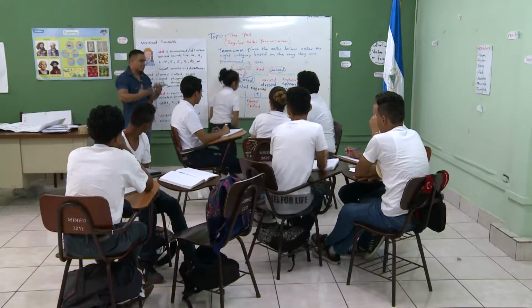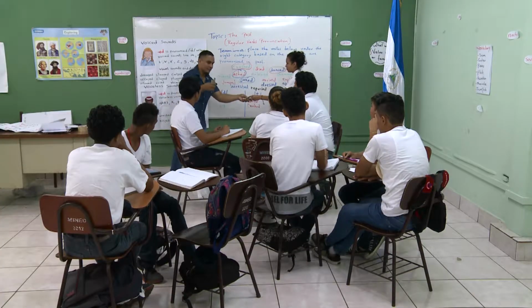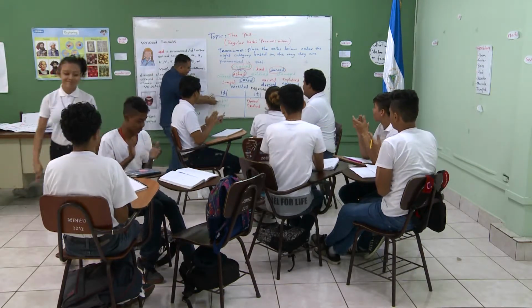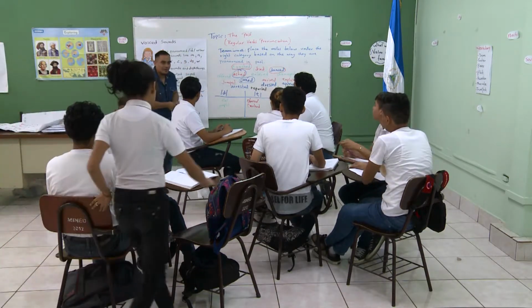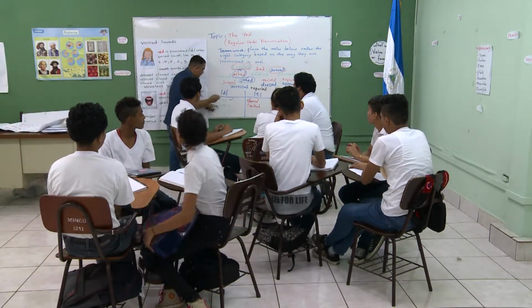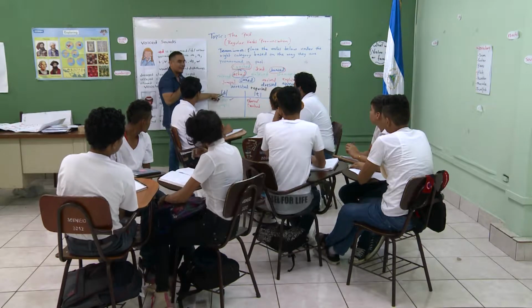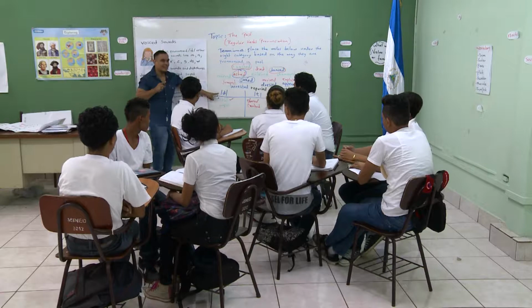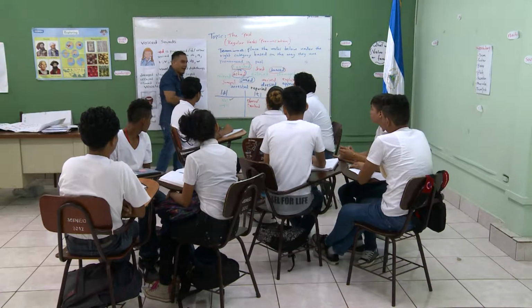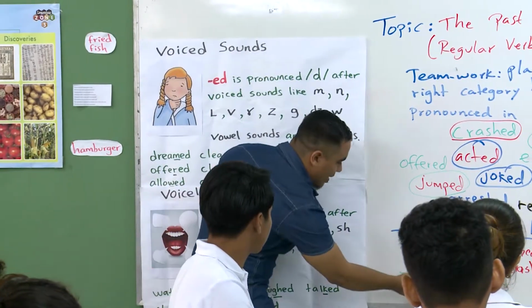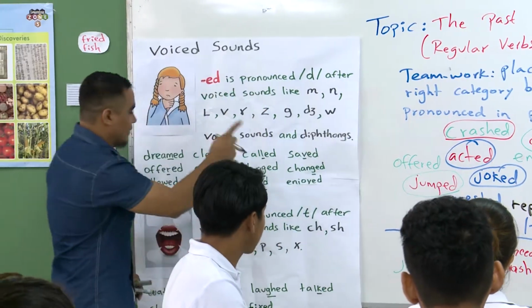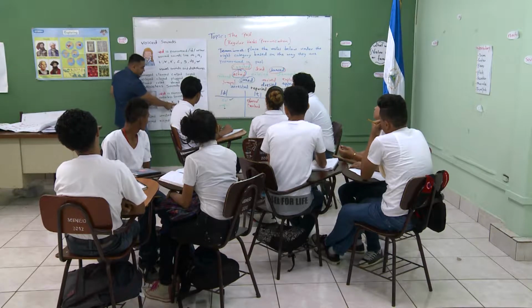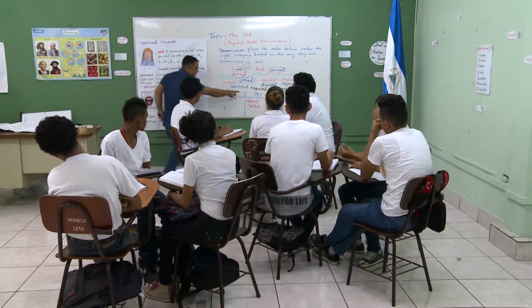Okay, so let me check this out. You may sit down. Died, yes or no? Yes. Okay, this is okay. Jumped. Like D, yes or no? No. Why not? What is my final sound? P. The pronunciation is T. When the final sound is P, we pronounce it like T.